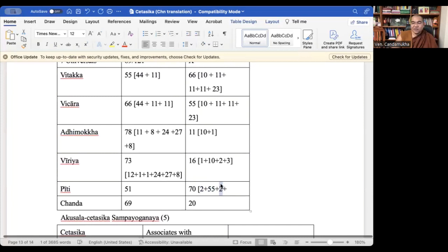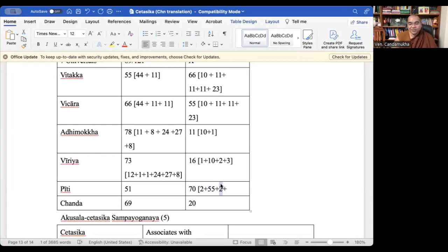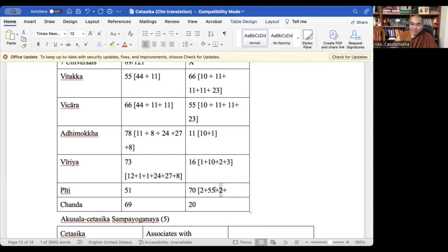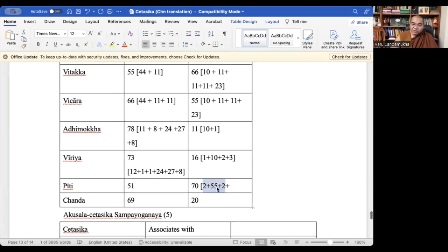And also another one: the Sukha Sahagata Kaya Vijnana is a physical pleasant feeling. Piti is a mental pleasant feeling. That's why piti does not associate with the physical pleasant feeling consciousness. And also the physical unpleasant or painful feeling consciousness, piti does not associate because piti is mental. So that's why naturally these cittas do not associate with PD.